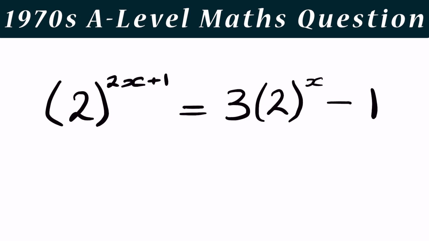I'm Sally and I found this lovely 1970s maths A-level question for you, where you've got 2 to the power of 2x plus 1 equals 3 multiplied by 2 to the power of x minus 1. I'll show you the paper that I found this on.